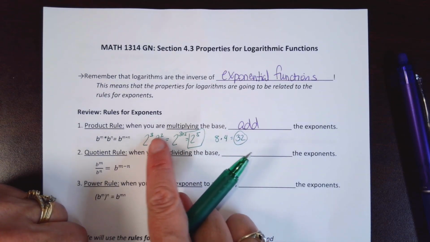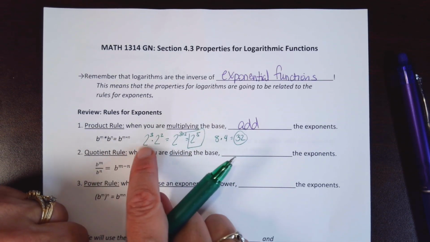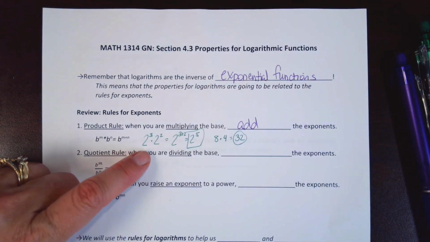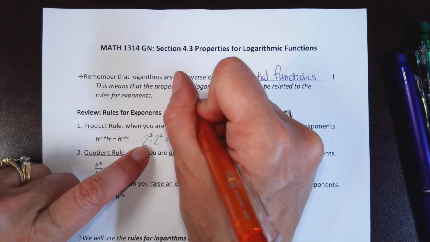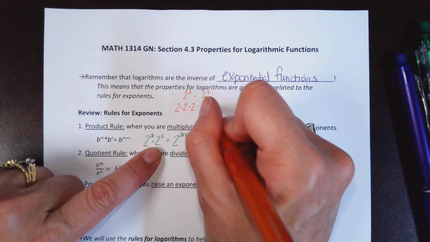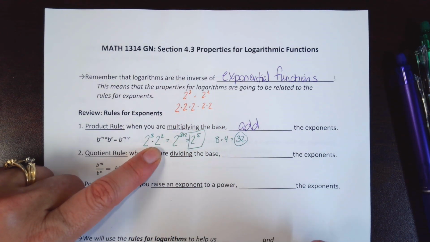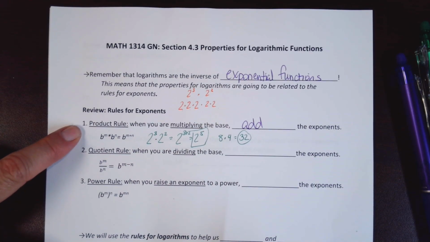If I multiplied 3 times 2 and got 6, 2 to the 6th is 64. It's not right. So if I'm multiplying the bases, I'm adding the exponents because, again, another way of looking at this, 2 cubed tells me 2 times 2 times 2. That's 2 cubed. Times 2 squared, that's 2 more 2's. So I'm multiplying 2 times itself 5 times. Alright, if I'm multiplying the base, that's my product rule.